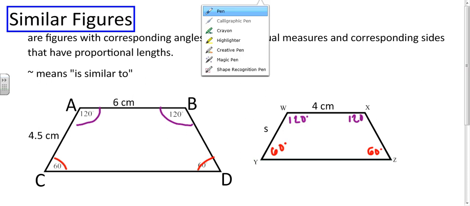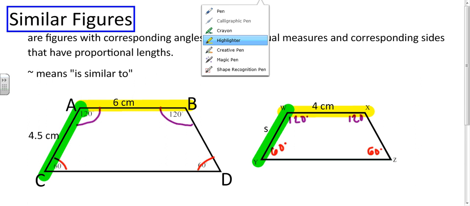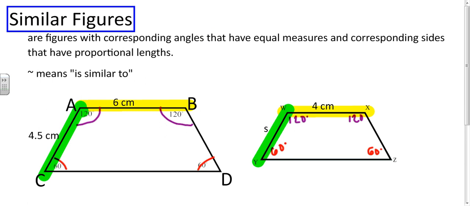And then we have the corresponding sides. So side AB corresponds to side WX in the similar figure. And side AC is going to correspond to side WY. So I can see, if I write a proportion, because I know the sides are proportional, I can write it as the yellow line here, A to B, and I can set my ratio up as A to B over A to C.